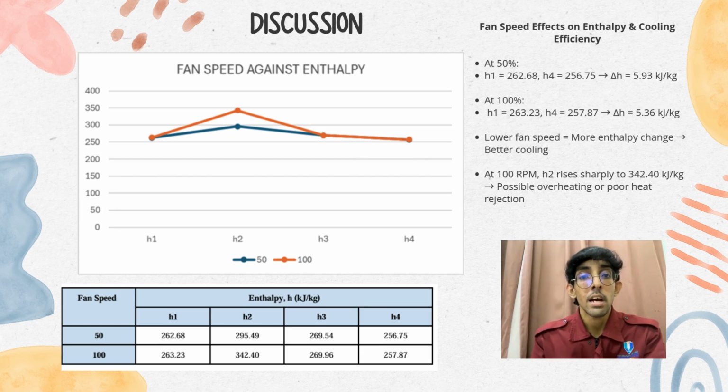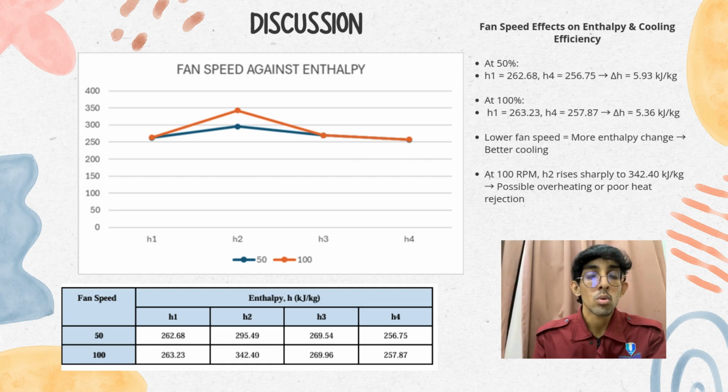This suggests that at a lower speed, the system has more time to absorb the heat from the air, resulting in better cooling performance and more effective thermal exchange. Another key observation is the sharp increase in H2 at 100% fan speed. It reaches 342.40 kilojoules per kilogram compared to just 295.49 kilojoules per kilogram at 50% fan speed.